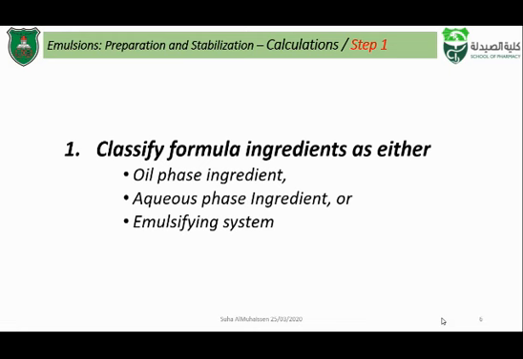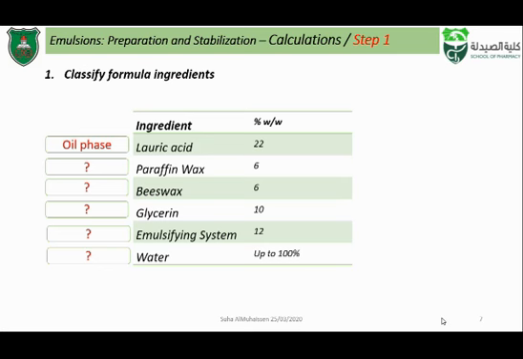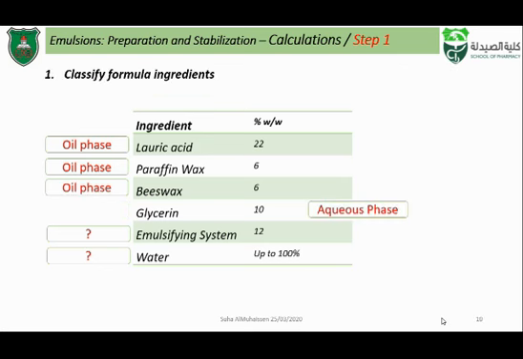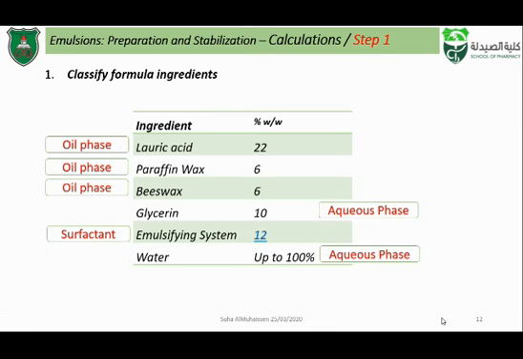Starting with lauric acid, it is an oil phase component. Paraffin wax is also an oil phase component, and beeswax is an oil phase component. What about glycerine? Glycerine is an aqueous phase as it is a water miscible ingredient. Emulsifying system is surfactant or again emulsifying system. Water, it is of course an aqueous phase component.